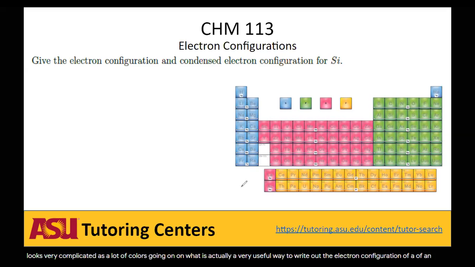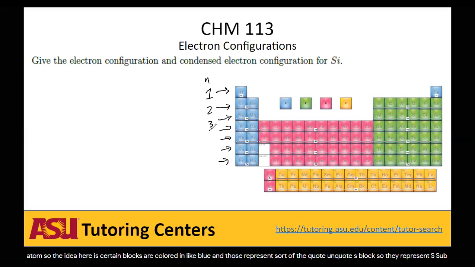So the idea here is certain blocks are colored in like blue, and those represent the quote unquote S block. So they represent S subshells depending on what energy level you are in. Each row represents your principal quantum number, your energy level. So this is principal quantum number 1, 2, 3, 4, 5, 6, 7. And then each color represents the subshell within that principal quantum number.